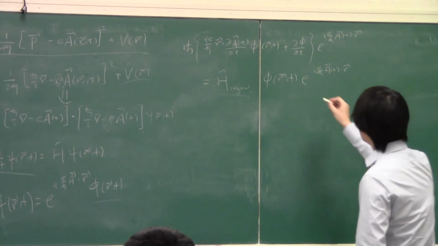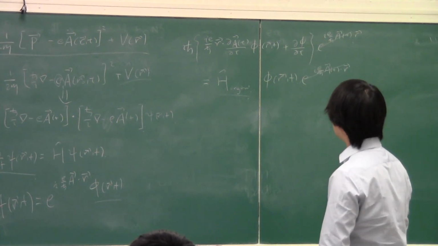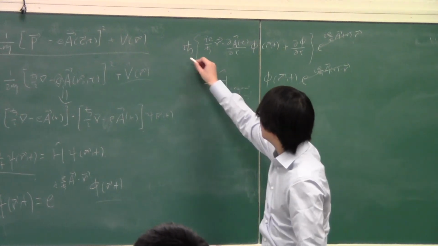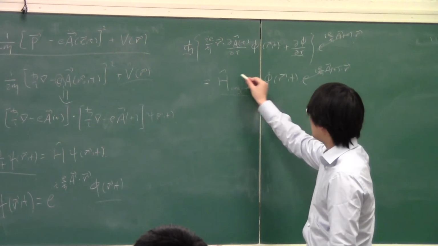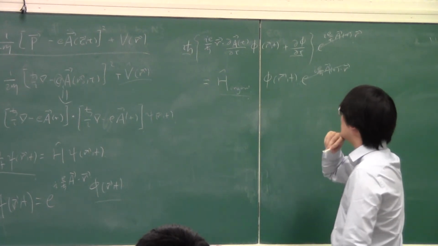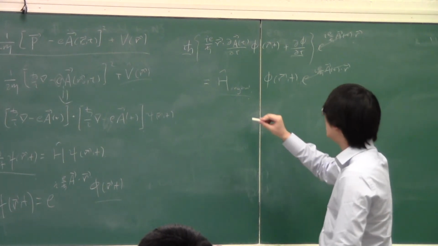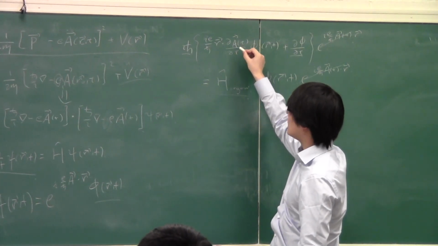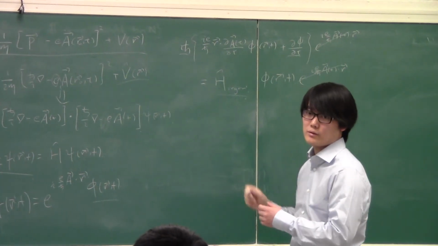Now let me cancel this phase factor. And then let's extract the original Schrodinger equation, which consists of this part, I h bar d phi dt, and then on the right-hand side we have this. This will constitute the original Schrodinger equation. But you see that now we have a new term, a new term that is dependent on the time derivative of A. And what's the time derivative of the vector potential?